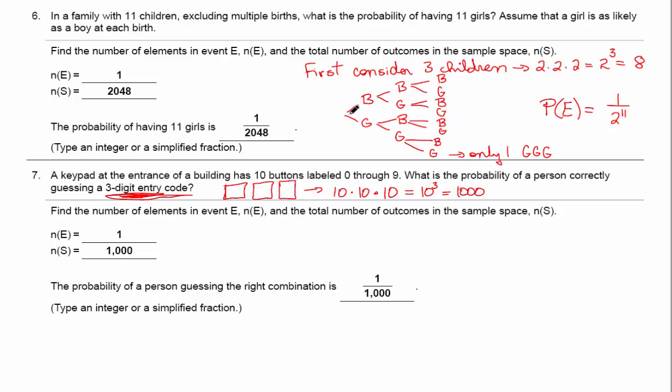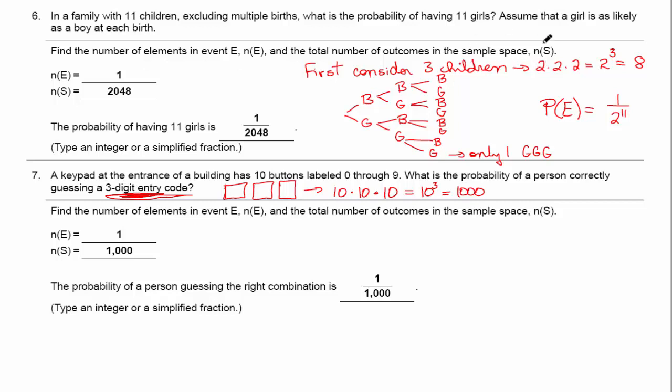So you see, I could have a boy followed by a boy, or I could have a boy followed by a girl. Girl, boy, girl, girl. And so if you trace this out, there's only one possibility of getting girl, girl, girl. So similarly with 11 children, there's only one possibility of having all 11 girls. So the number in your sample space is 1.